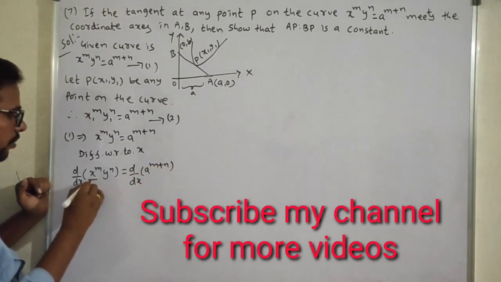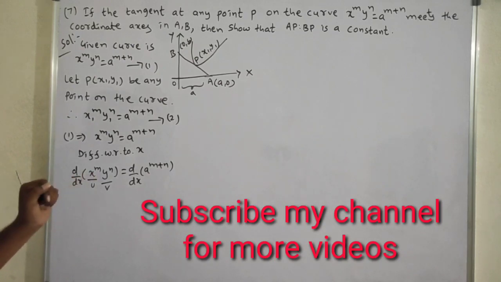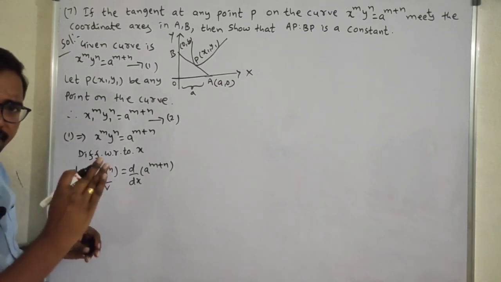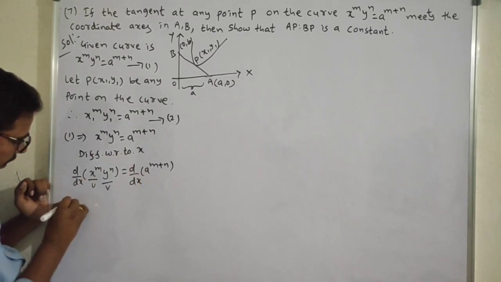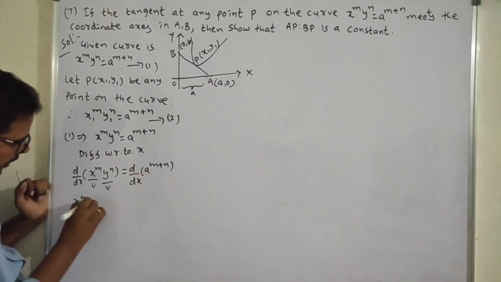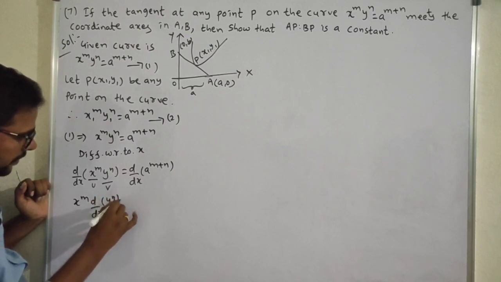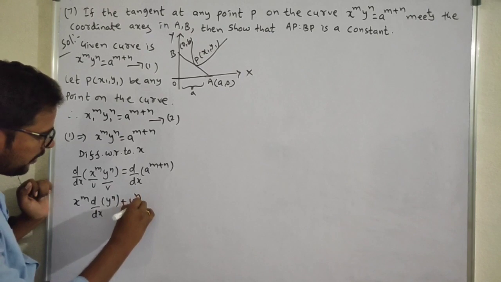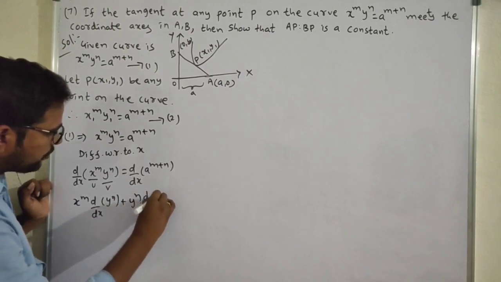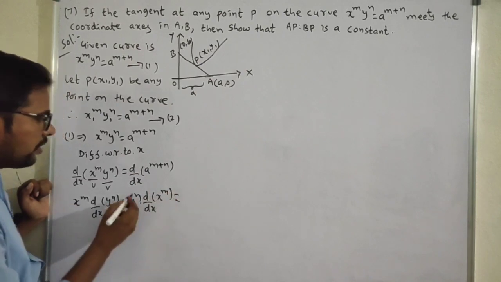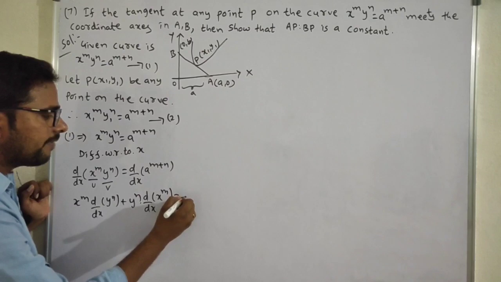So take this as u and this as v and apply the uv formula. What is the uv formula? u v dash plus v u dash. So it is x power m into d by dx of y power n plus y power n into d by dx of x power m is equal to, d by dx of a power m plus n, this is a constant. Therefore, the derivative becomes 0.